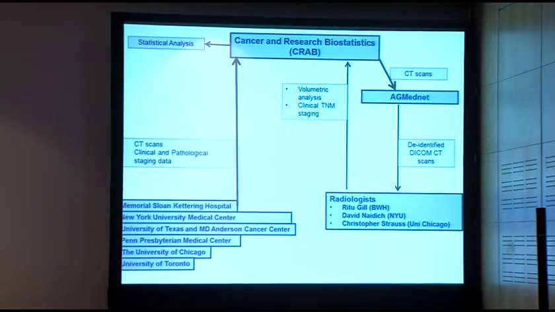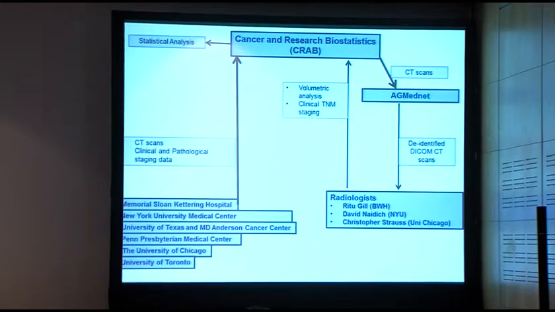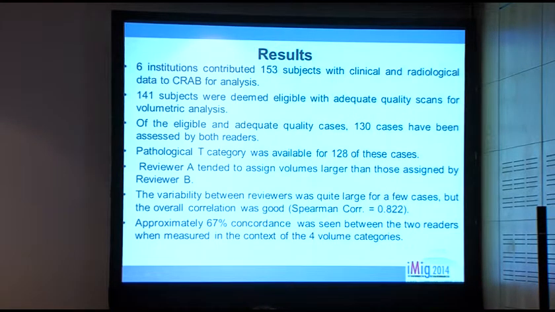This is an organizational chart of the study. As you can see, there were 6 institutions which contributed data for the study, which included CT scans, clinical, pathological and staging data. CRAB then sent these CT scans to AG MedNet, which de-identified all identifiers from these scans, and then sent them to the 3 radiologists to assess the volumetrics on these cases and also do a TNM staging on these patients, with blind and independent readings. The volumetric analysis and the clinical TNM staging were then sent back to CRAB, and CRAB is now analyzing the database. So I'm going to be presenting some of the results, as the analysis is still ongoing.